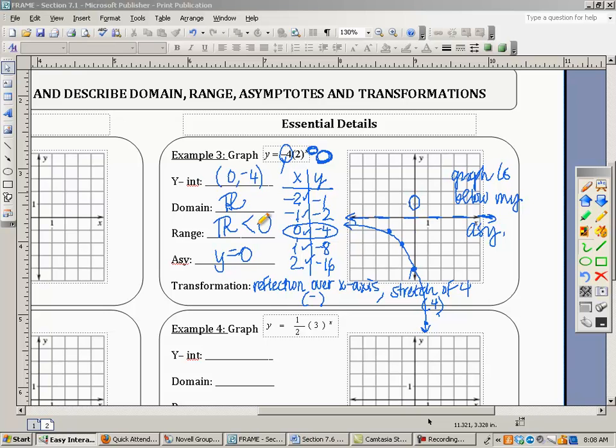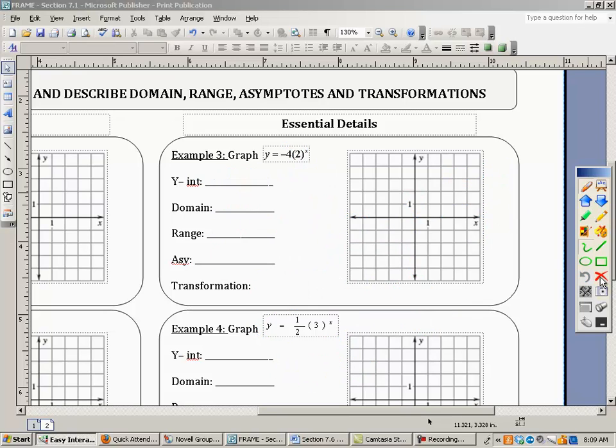Okay, so here's what I want. This question down here must be completed before class in order to get your notes points. So if you want points for taking the notes, I want you to try this one on your own. We're going to flip to the back and do some more transformations.